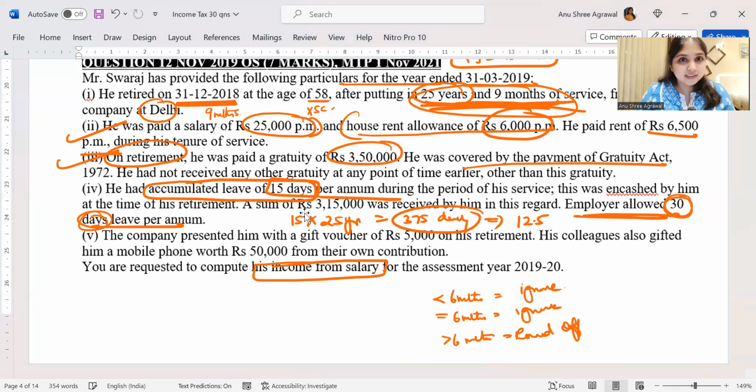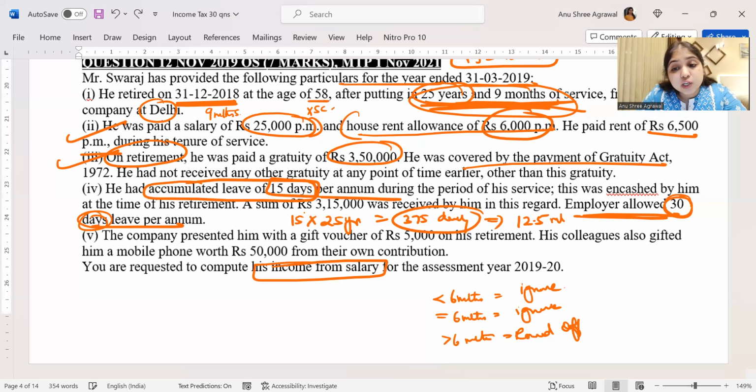It should not be more than 30 days. The law says that the rate of earned leave entitlement should not be more than 30 days. Here it is 30 days only. It is not more than 30 days, which means the employer has calculated correctly. So the employer is saying 15 days leave every year, which is correct. So 15 days every year for 25 years, total earned leave is 375 days.